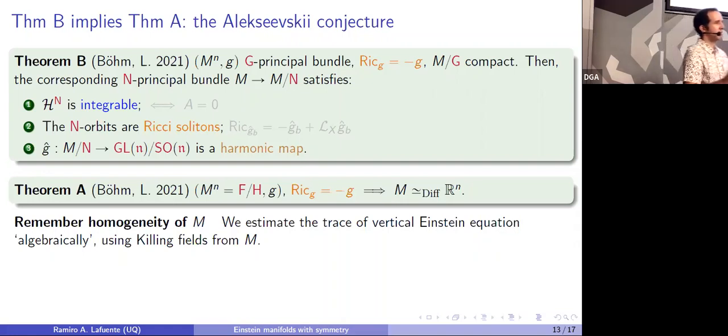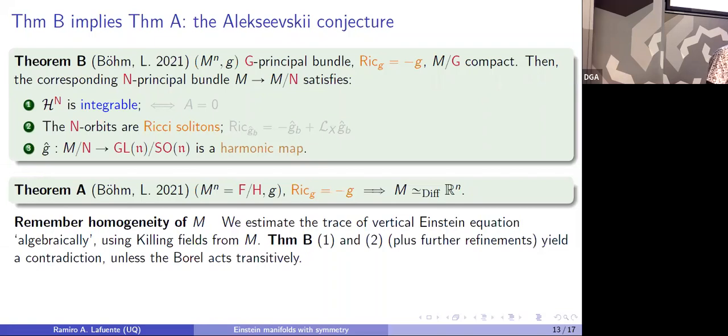Now you look at the Einstein equation, you remember that you were on a homogeneous space, and you look at the vertical Einstein equation using Killing fields. So it's going to be algebra, but also you want to use the rigidity that we obtained here. So there are some estimates which, using Theorem B, give a contradiction unless the Borel acts transitively. So in the case of a left invariant metric on a semi-simple Lie group, you always get a contradiction. There are no Einstein metrics which are left invariant.